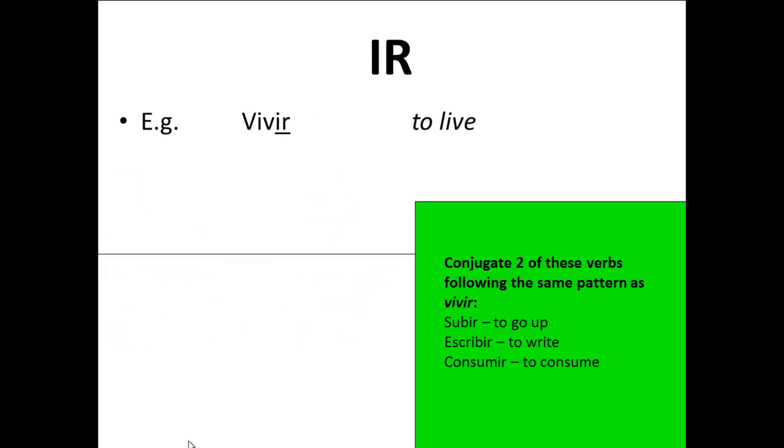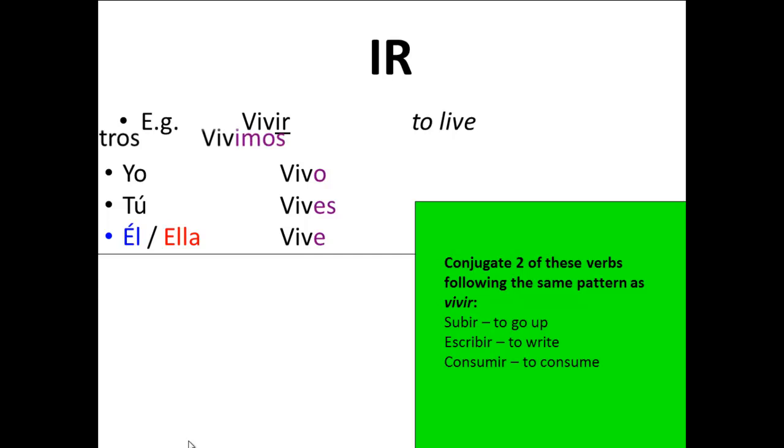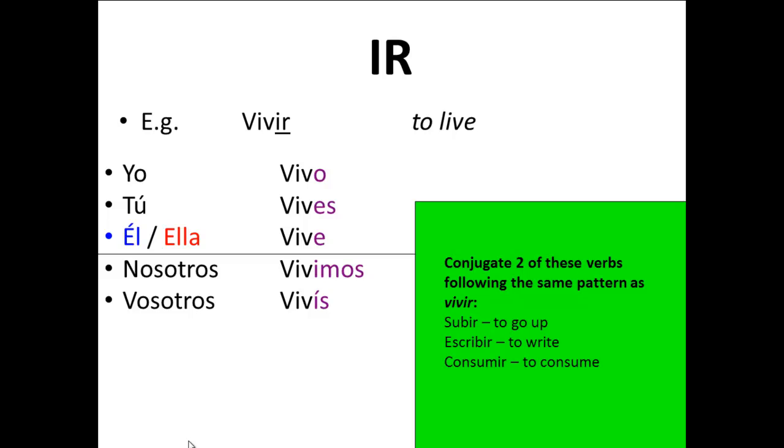Now we see an IR verb, vivir, to live. Vivo, I live. Vives, you live, singular. Vive, he or she lives, él or ella, but also usted, you formal live. Vivimos, we live. Vivís, you plural live. Viven, ellos or ellas, they live, but also the you formal in a plural sense live. Now copy this verb down and then conjugate two of these other verbs following the same pattern as vivir. And remember to pause the recording before you carry on.